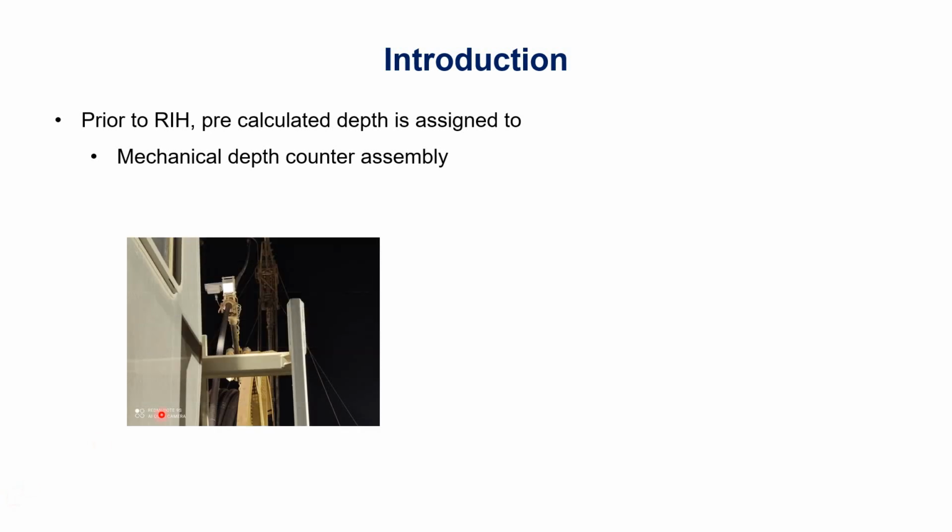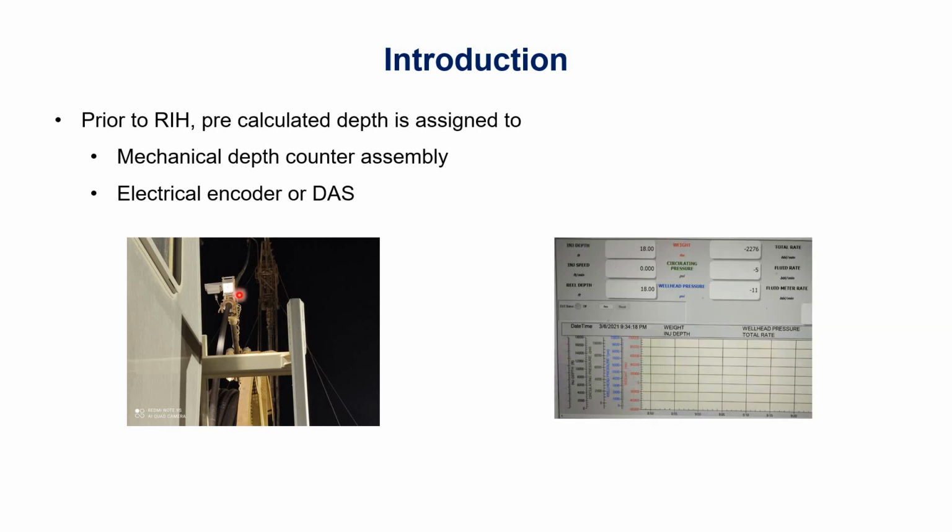assembly. As we can see in this diagram, here we have this mechanical depth counter assembly. So before we start CT running in hole, we have to enter a pre-calculated depth at this mechanical depth counter assembly. And the same depth we have to set at the electrical encoder or data acquisition system inside the control cabin.